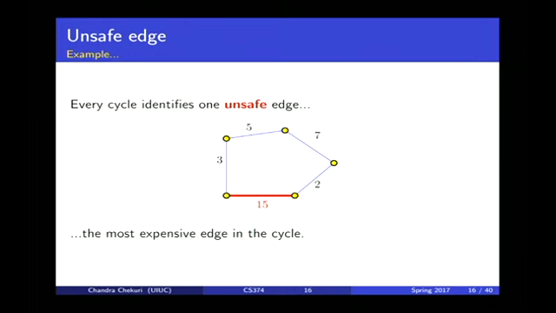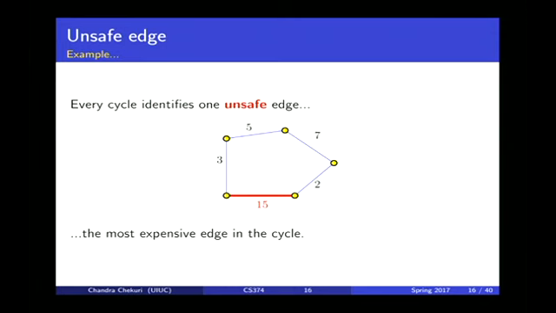Yeah, so any cut that this edge crosses, there will be one of these edges which will also cross that cut, right? Okay, but they're all cheaper than this guy, so this cannot be safe for that cut. Is that clear? We'll use that proof later on. So an unsafe edge cannot be safe, right? And the other way also you can prove, right?